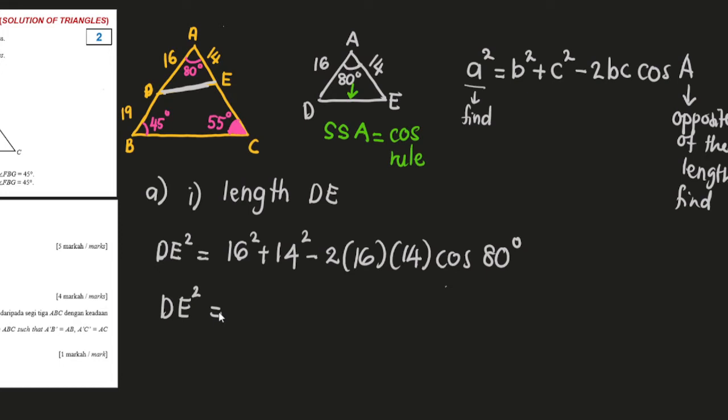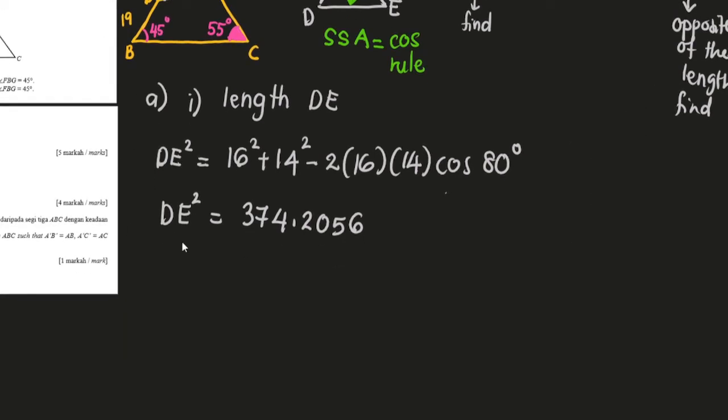Okay, key in, my dears, don't be lazy. All right, you will get 374.2056. Try to take longer decimal places first. You don't have to copy the whole thing from the calculator, but you just take a few extra. Usually we take 2 decimal places, but this time we try to go for 4, because we want a more accurate answer for the last part, DE.